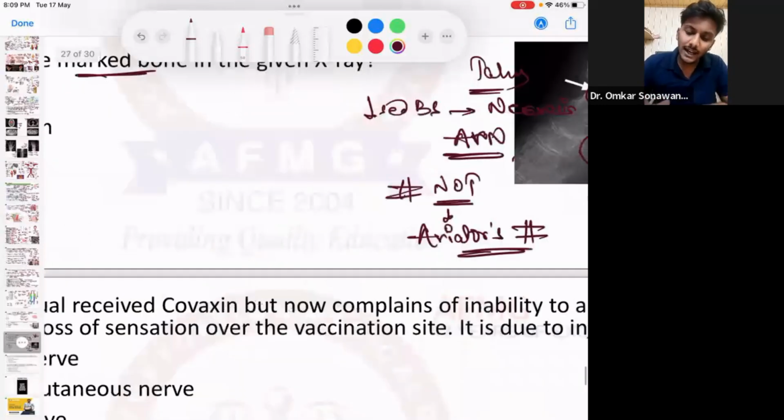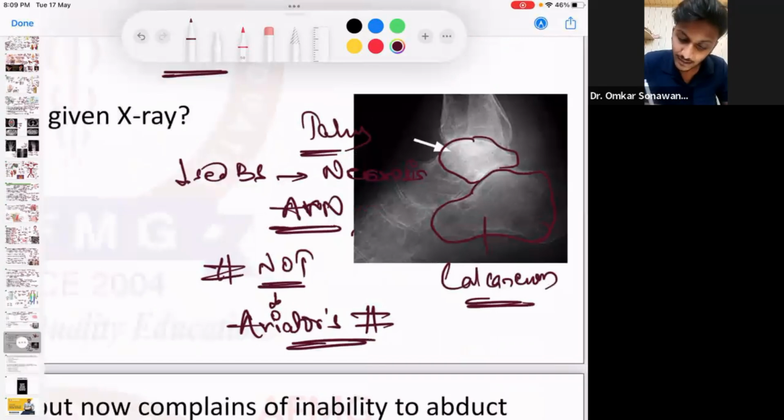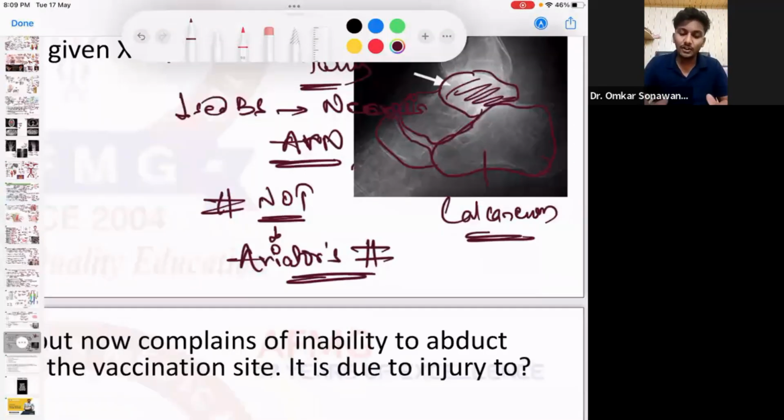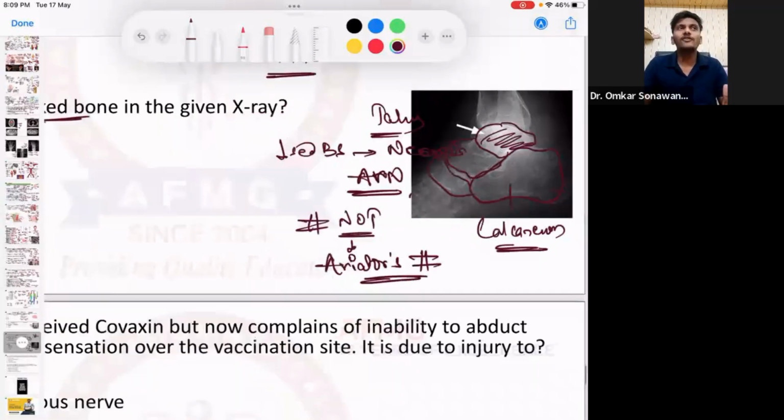In front of it, what you see is a semicircular bone. In front of the talus, this semicircular bone which is seen. So this is all talus, okay. This semicircular bone is the navicular bone. In front of it are the cuneiforms: medial, intermediate and lateral cuneiform bones.